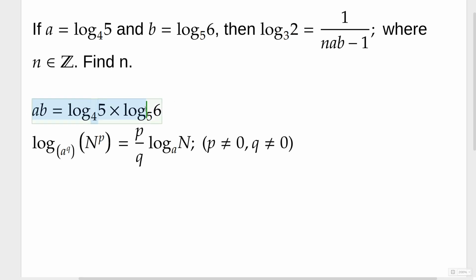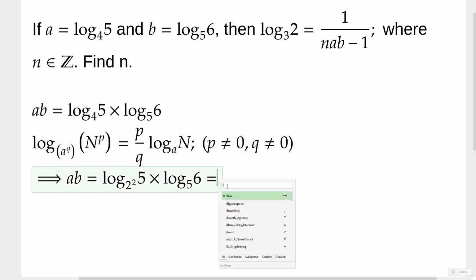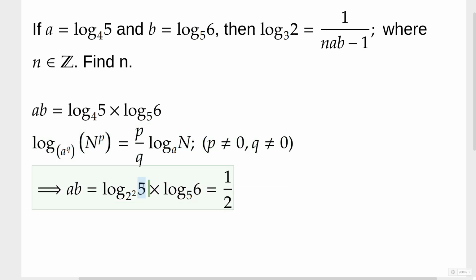So now I'll write ab as follows. This 4 can be written as 2 square. And if you apply this property, we can write here 1 by 2, because you have 5 power 1 here and here 2 square. So that is 1 by 2. And this can be written as log 5 base 2 times log of 6 base 5.